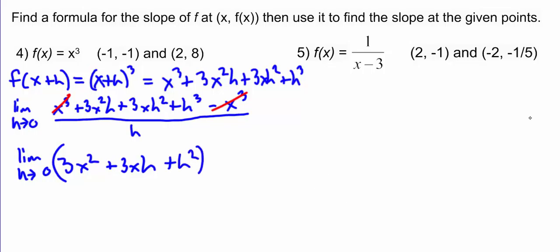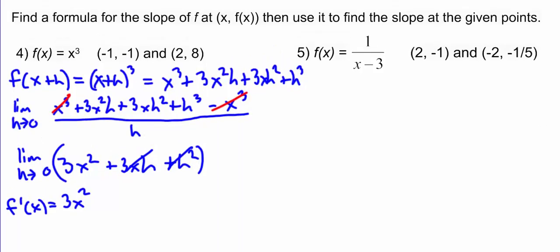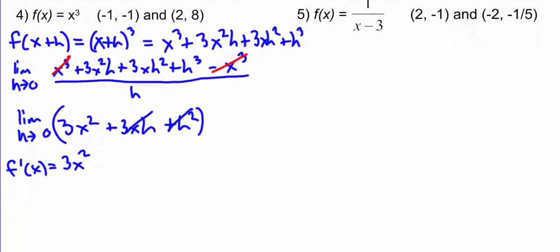And folks, at this point we can just simply plug in our limit as h approaches 0. So we'll do that. As h approaches 0, that term's going to be 0, that term's going to be 0. All we're left with is 3x squared. Okay, so right there, that is in fact the derivative. And I'm going to write it as such. I'm going to write f prime of x is equal to 3x squared. Now we can use that. So let's see, it says to find a formula for the slope of f and use it, we just found the formula by the way, and use it to find the slope at the given points.